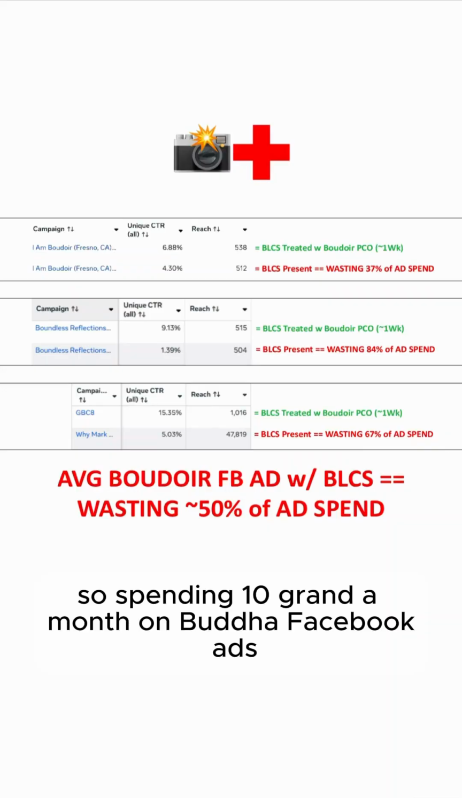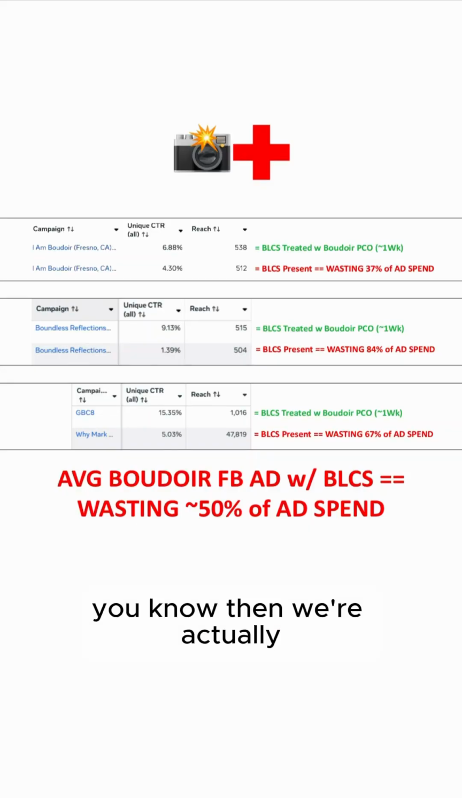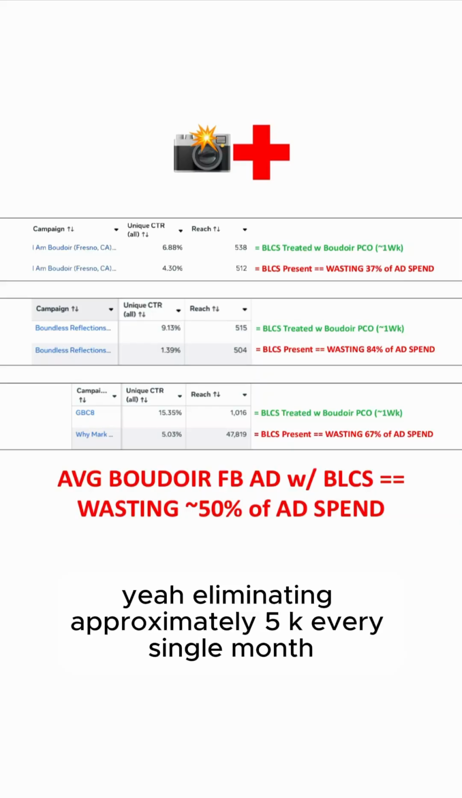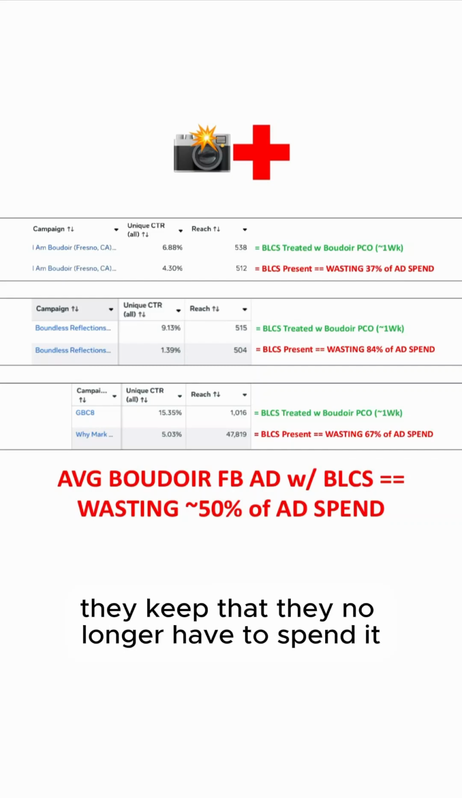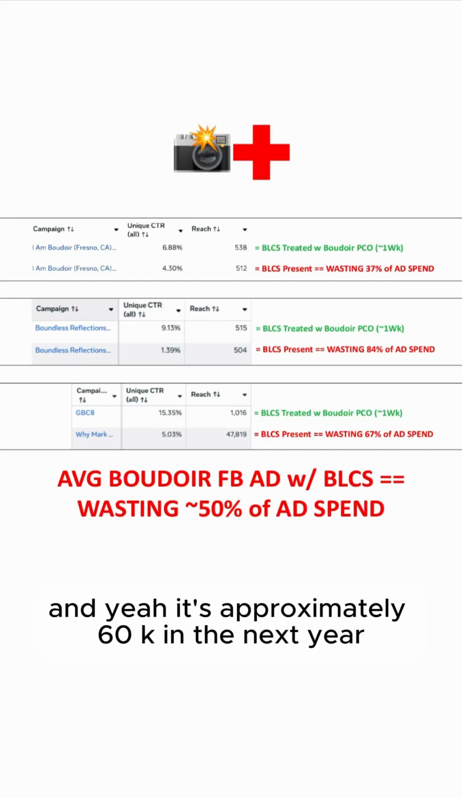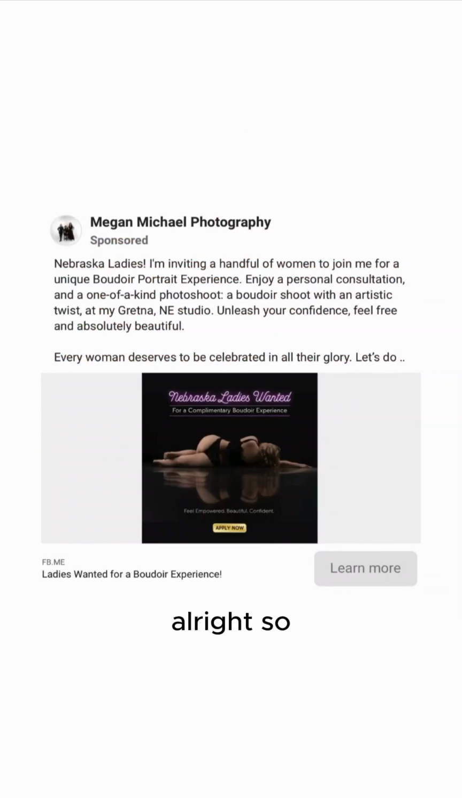So if you're spending 10 grand a month on boudoir Facebook ads, then we're actually eliminating approximately 5K every single month, back in the boudoir photographer's pocket. They keep that; they no longer have to spend it, and it's approximately 60K in the next year. All right.